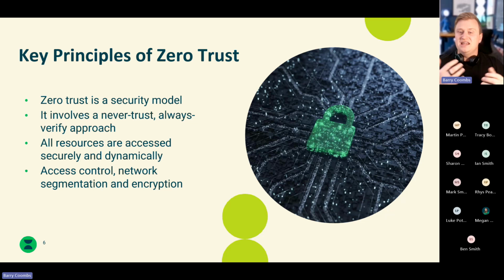Be interested in the chat to hear if any of this is resonating with you, and certainly where you are on maybe a zero trust journey beyond the devices in your data center and things like that.